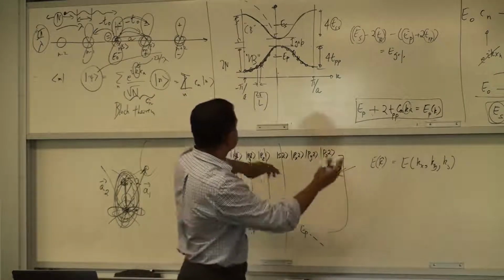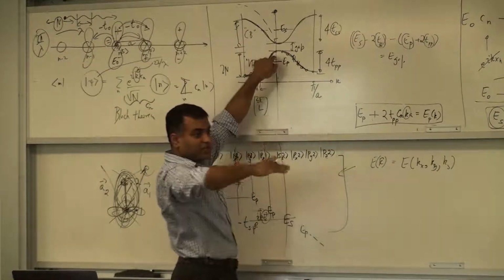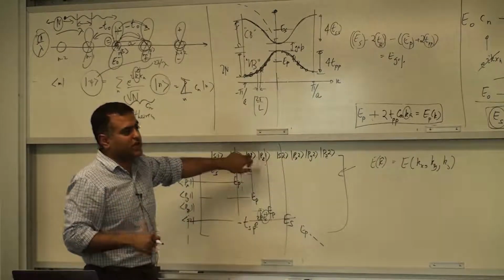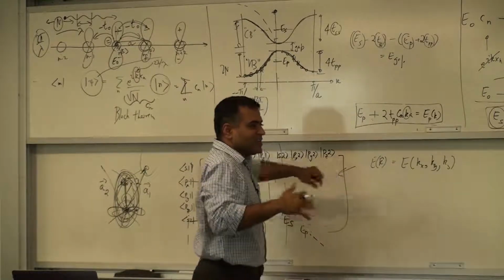a certain energy dispersion, maybe like that. If it moves in some other direction, it may have some other dispersion. So depending on which direction it goes, it has different band structure. So I will suggest you look it up and read it up, but yeah.